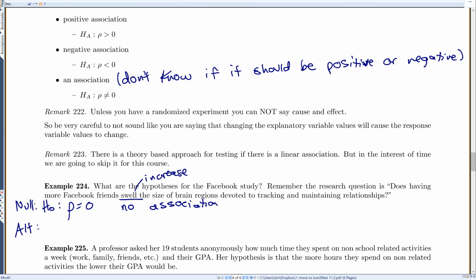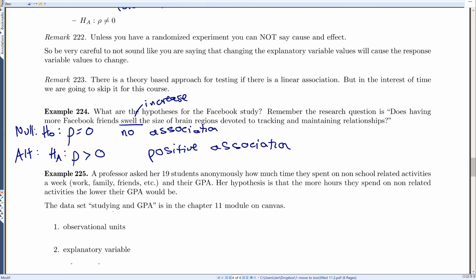My alternative would be that there is a positive association. So in symbols, my alternative hypothesis is that rho, my population correlation, is greater than 0. You can write it in symbols or you can write it in words.